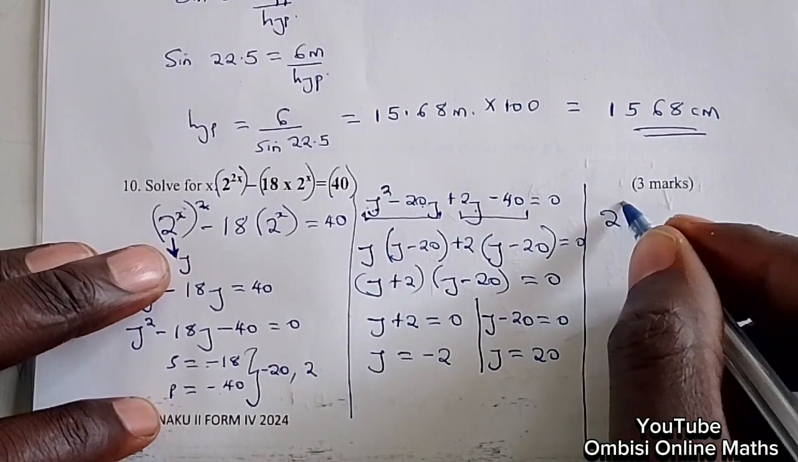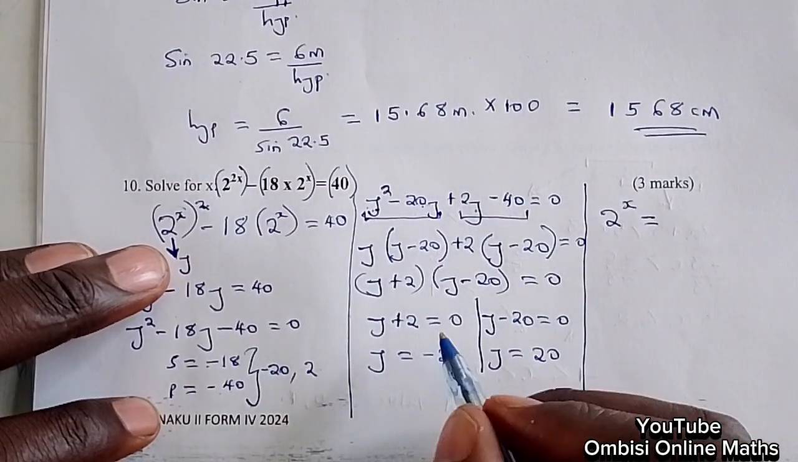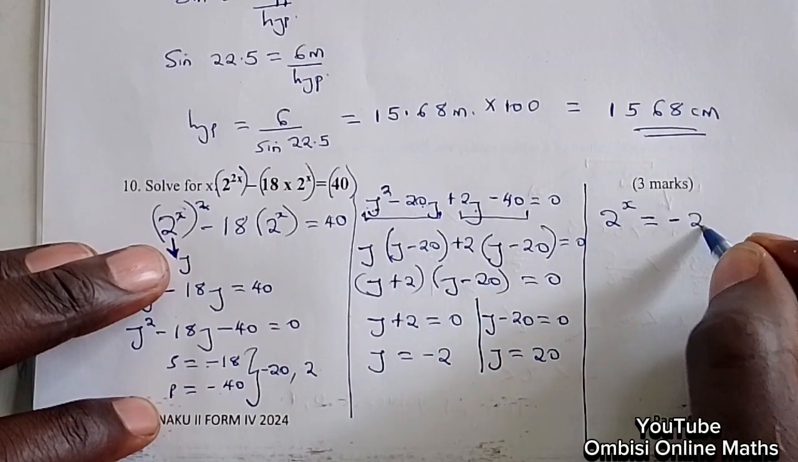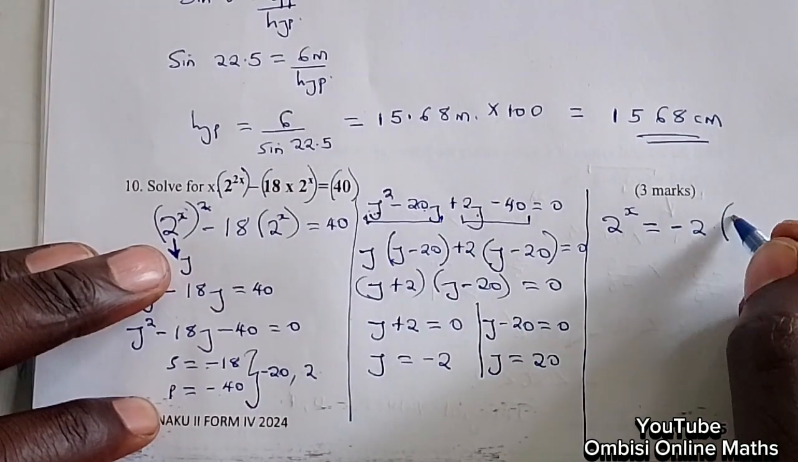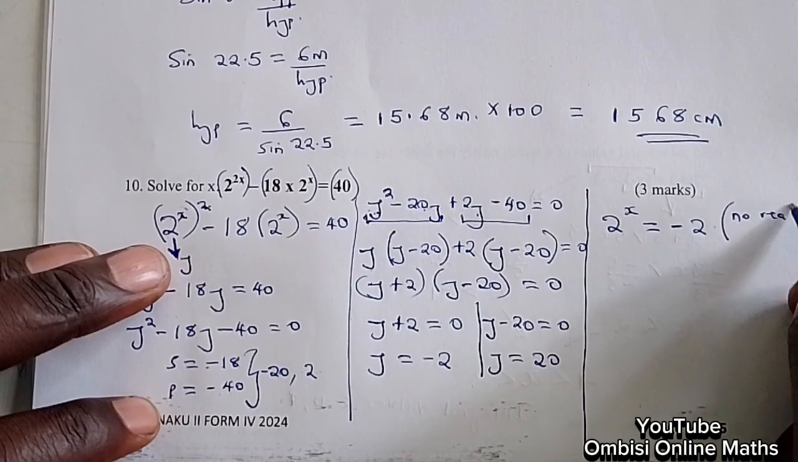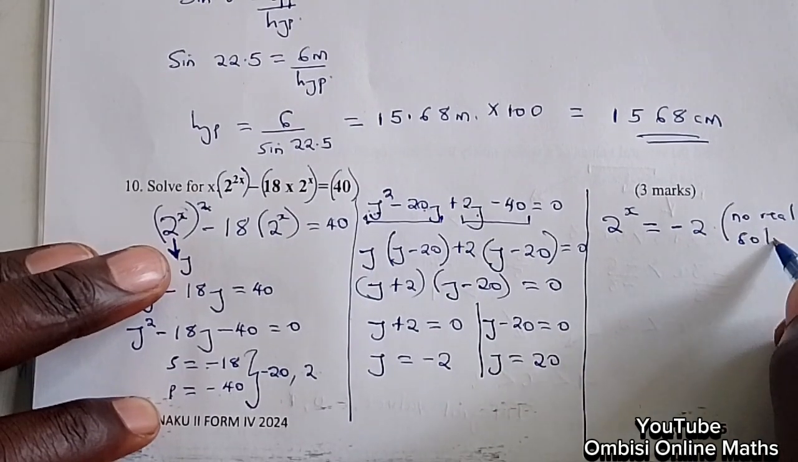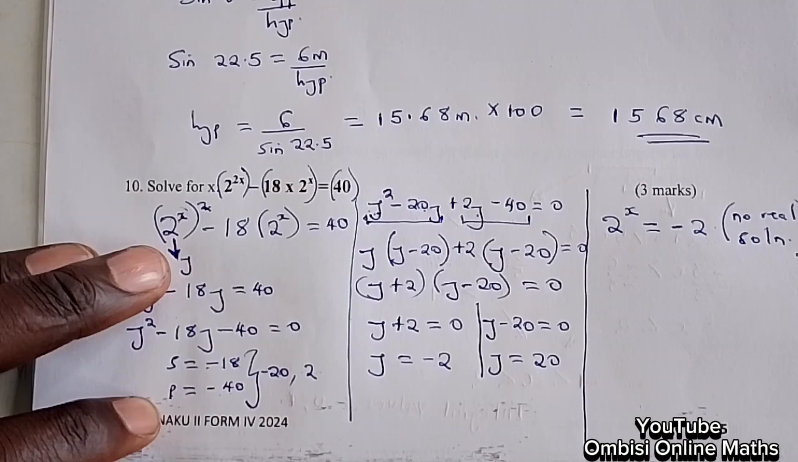So 2 to the power of x equals y. And what is y? Negative 2. So 2 to the power of x equals negative 2. Here, there is no real solution. There is no real solution to this particular question.